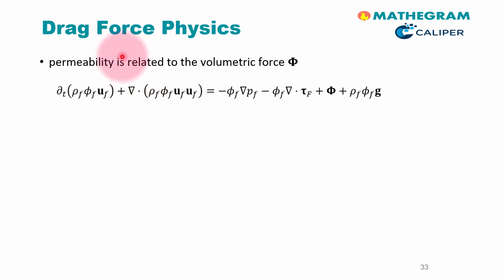Earlier, we have already shown this equation, and we have also talked in our polydispersity unit on the permeability of a granular material. Well, this permeability is related to the volumetric coupling force phi that quantifies the strength of the coupling. Phi is here underlined with the red transparent box.